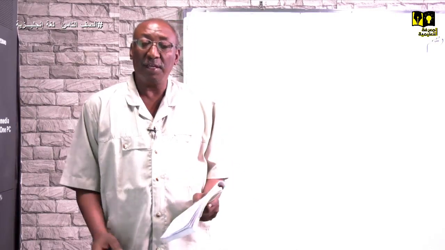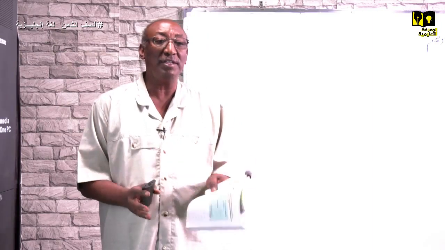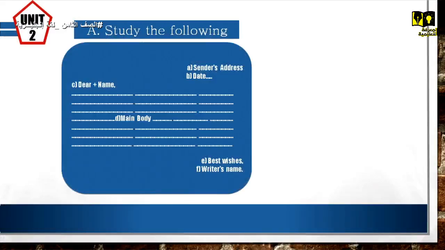You see in activity A, there is a format of a letter or a shape of a letter and the components of a letter. What is a letter composed or consist of? Look at this. Study this format of a letter. This is the way how do people write letters in English language generally.